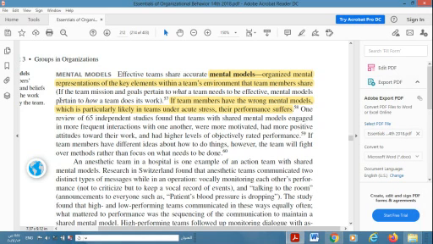Again, the mental models, as we said, are the way of thinking, the approaches which can be used to deal with different assignments or different tasks. Therefore, team members want to develop different mental models to deal with different situations.